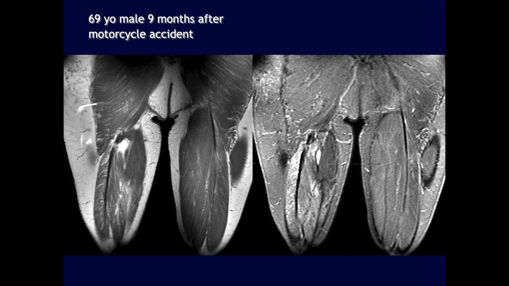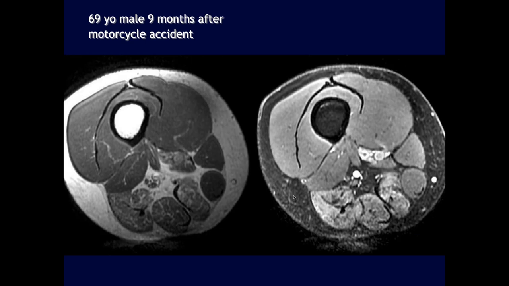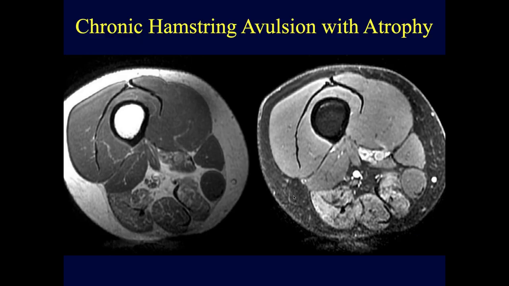Okay, so this is a 69-year-old male, 9 months after a motorcycle accident. And it looks like here that there's a full thickness tearing of those hamstring origins with retraction, and there's some fatty atrophy within that retracted muscle. So probably a chronic hamstring tear, right, and atrophy. Good. Yeah, that's what happens if you don't operate on these complete tears, 9 month history.